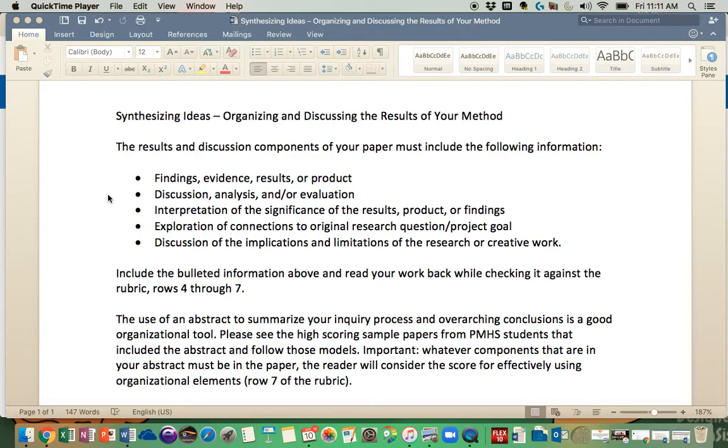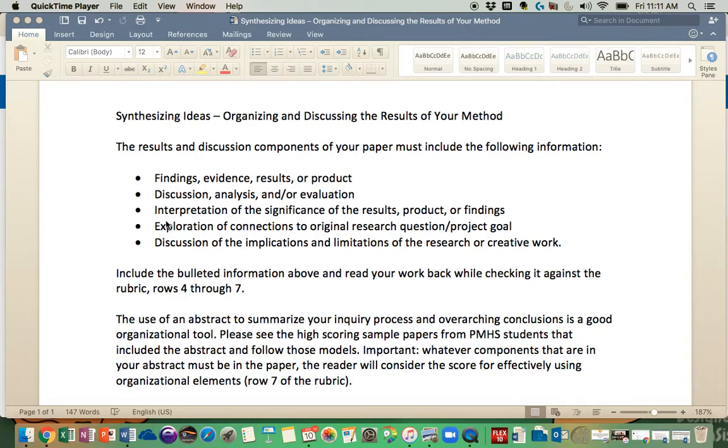So a product would be more for like an art type of paper. Discussion, analysis, and or evaluation of that evidence or findings. Interpretation of the significance of the results, the product, or the findings. So the significance, why is it important? Why do we care about this?